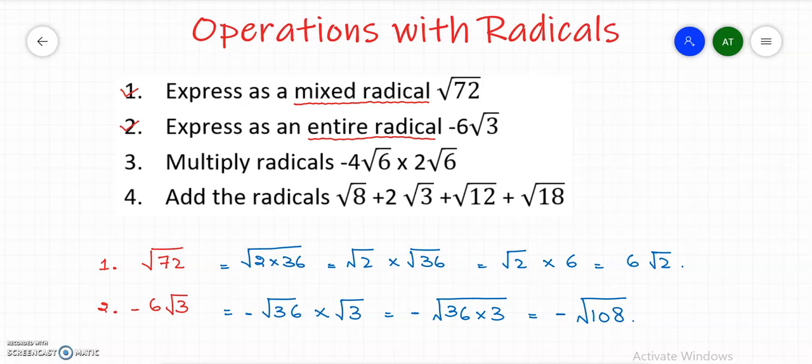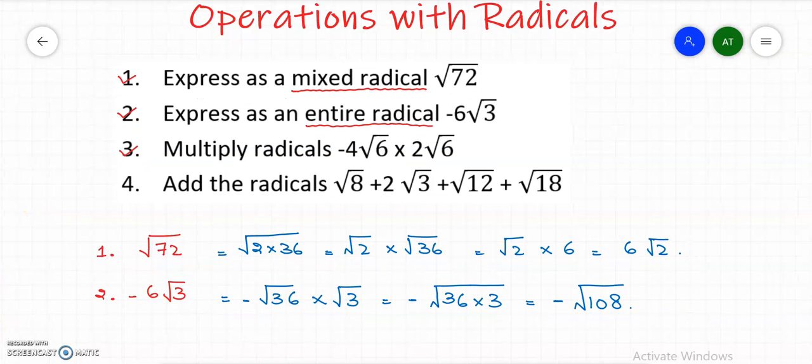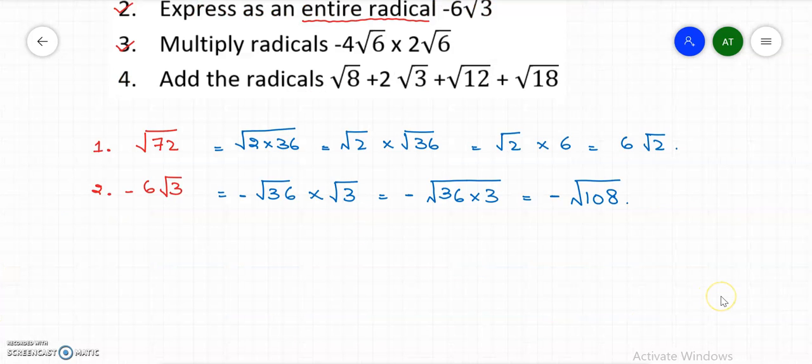Now moving to the third question, it says multiply radicals. Now let's see how we multiply the radicals. So let me write down the third question. It says negative 4 square root of 6 is going to multiply with 2 square root of 6.